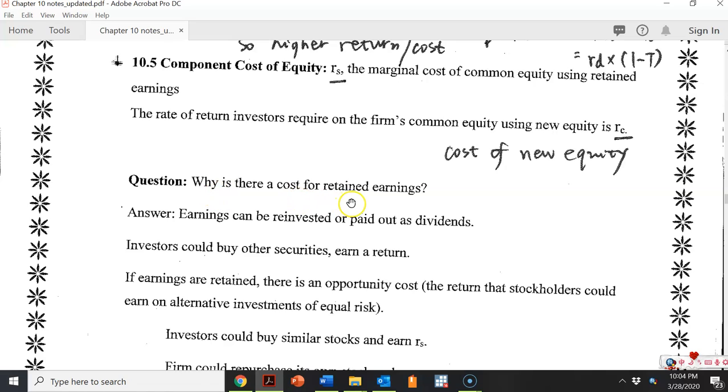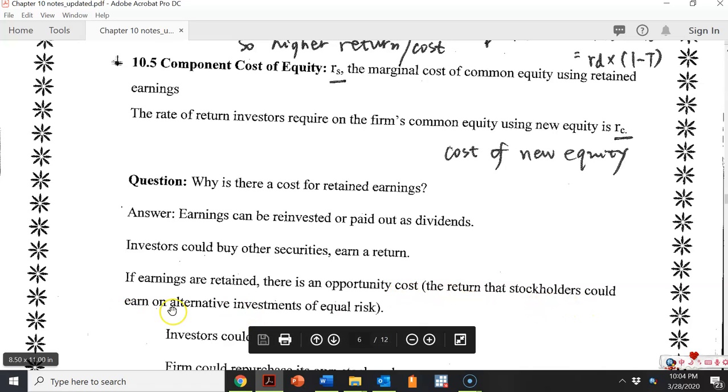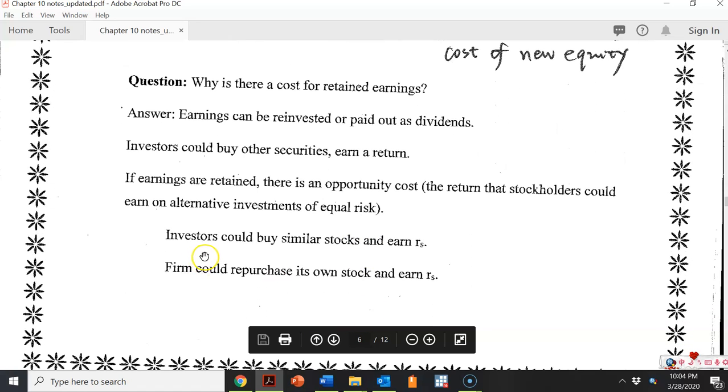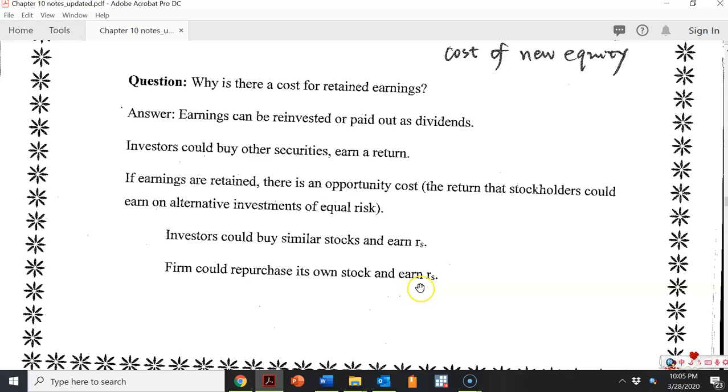Why is there a cost for retained earnings? Answer: earnings can be reinvested or paid out as dividends. Investors could buy other securities or earn a return. If earnings are retained, there is an opportunity cost, the return that stockholders could earn on alternative investment of equal risk. Investors could buy similar stocks and earn RS. The firm could repurchase its own stock and earn RS.